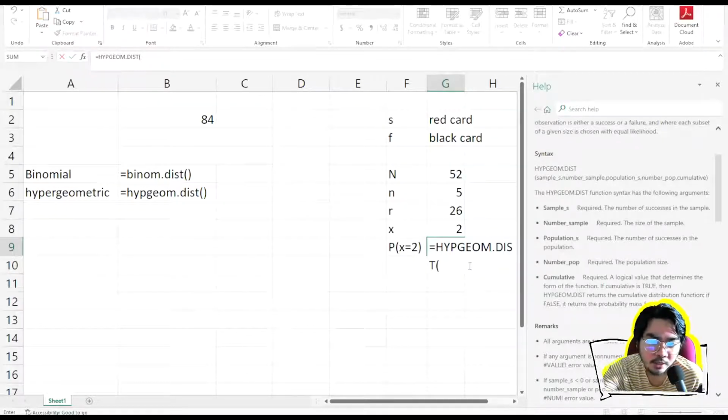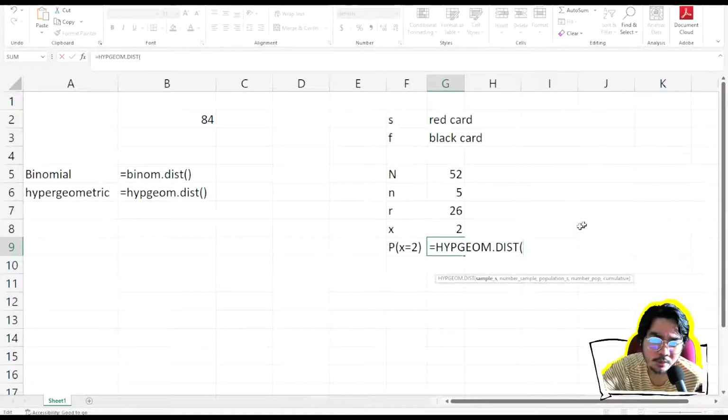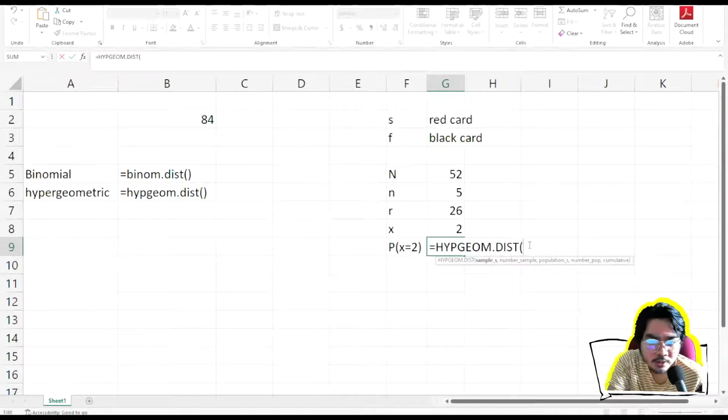But if we want only the exact probability for the particular x we are looking for, then we do false. And in this case, we will do false. Later, I'll show you the cases where we do true or false. So first is the sample_s. This is the number of successes in the sample, which is 2.